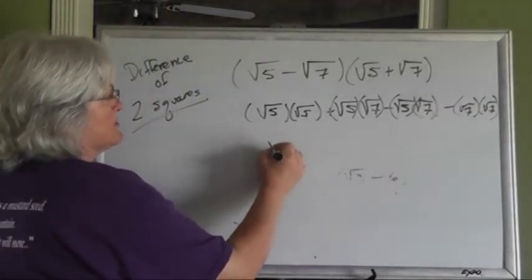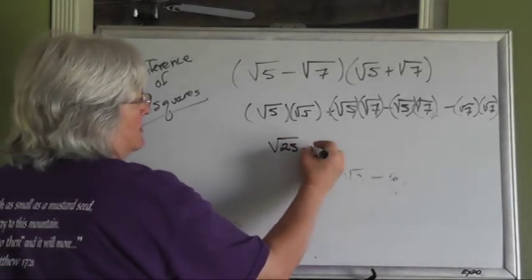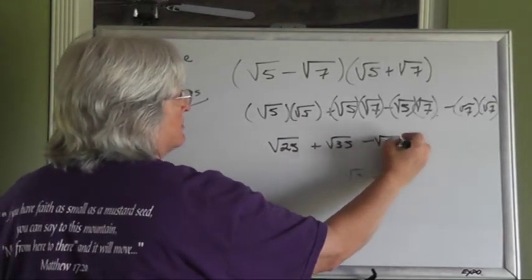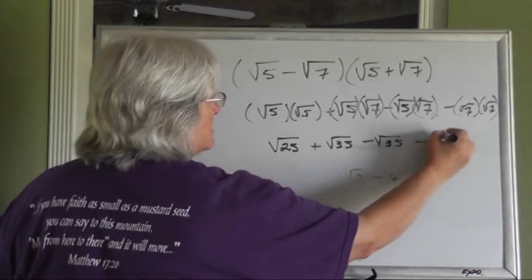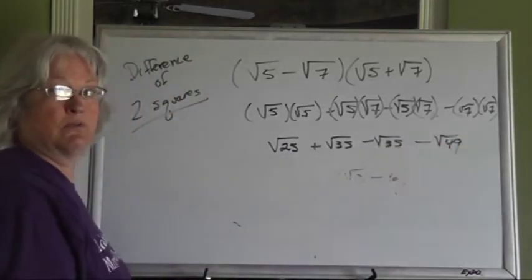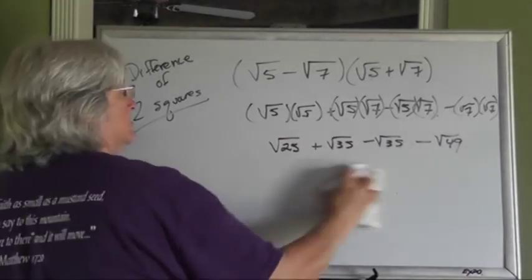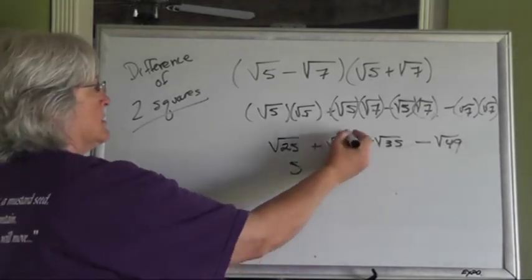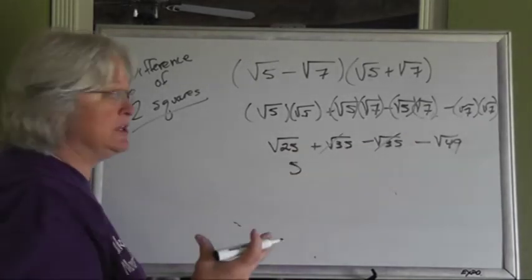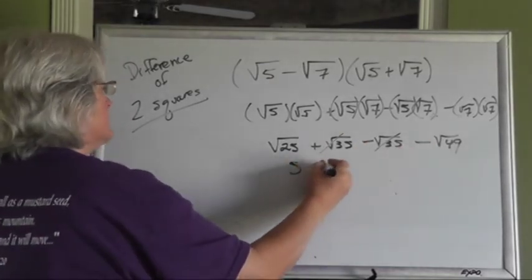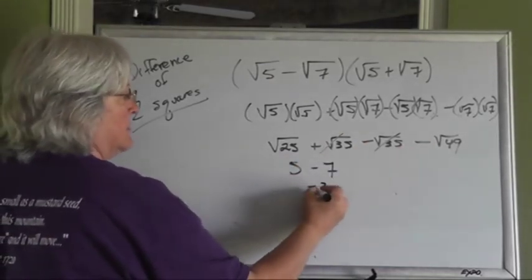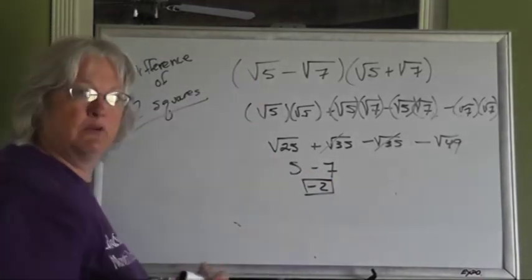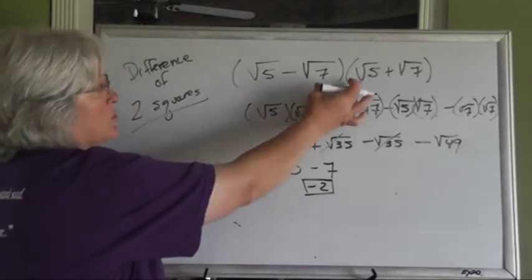Okay? This becomes the square root of 25 plus the square root of 35 minus the square root of 35 minus the square root of 49. Okay? Should all be all right at this point. Square root of 25 is 5, plus 35 minus 35, they cancel each other out. Square root of 49 is 7. 5 minus 7 is a negative 2. And that's how this would work out if you would take the time to solve this product of two binomials by using FOIL.